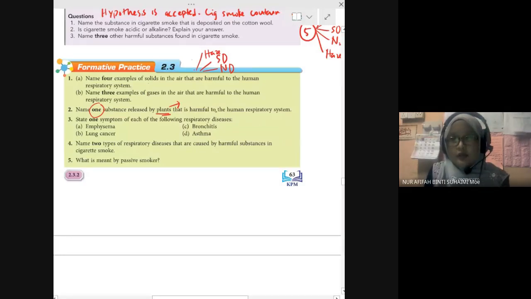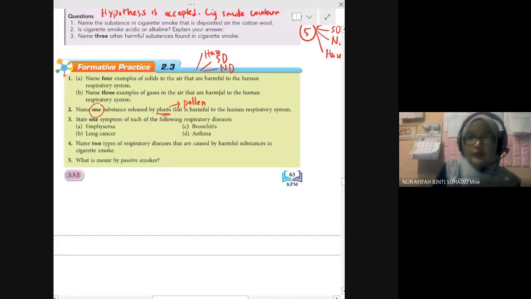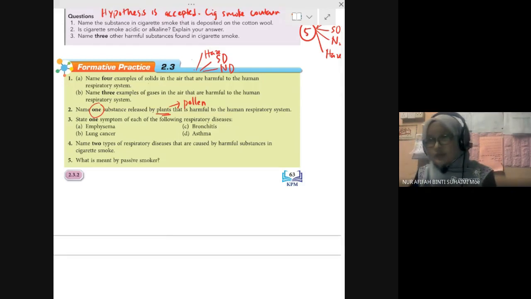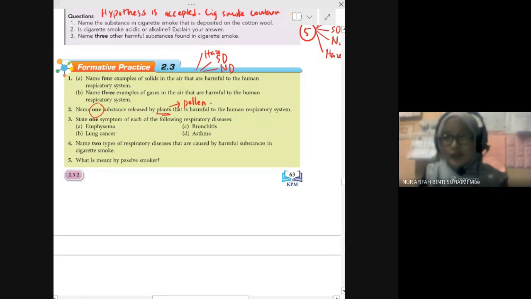Okay, good. Pollen. Oxygen not harmful. Kalau oxygen tu harmful dah semua dah mati dah ni. Betul. You cakap pollen. The first answer is pollen. So good. Pollen. Say one symptom of each of the following respiratory disease.